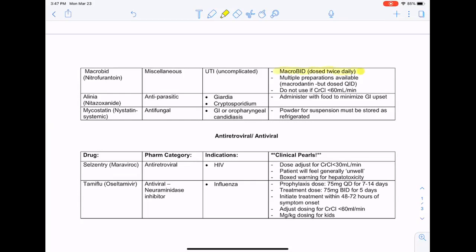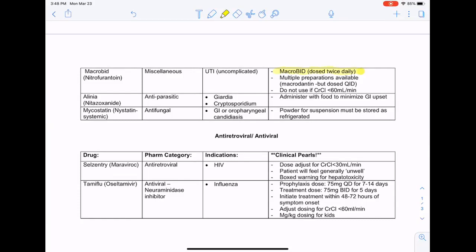And there's multiple preparations of the nitrofurantoin, and how you can remember them is that the Macrobid is dosed twice daily, and then the Macrodantin is the other formulation, but that one's dosed 4 times a day. So you'll see Macrobid in the field or in your clinical setting most often, because who wants to take medication 4 times a day? Not me, not anybody that you will ever talk to. So Macrobid twice daily. So know that one.